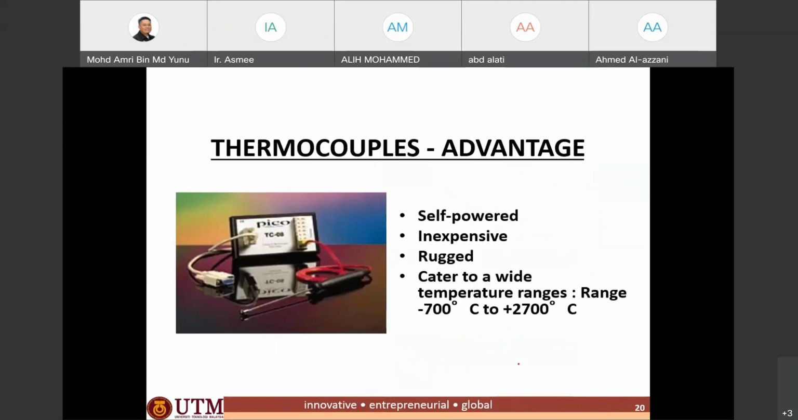These are some of the advantages. They are basically self-powered, meaning that they self-generate. So this is an active sensor, which does not require any external power supply.